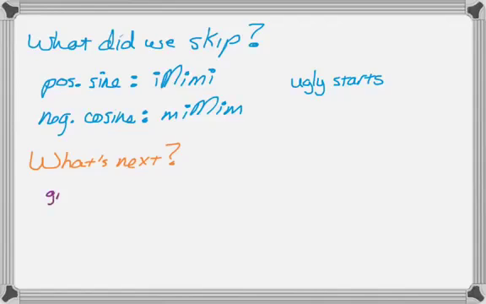Where do you go from here? You take what you learned about this and you learn how to graph cosecant and secant. That's really the ideal direction to go in.